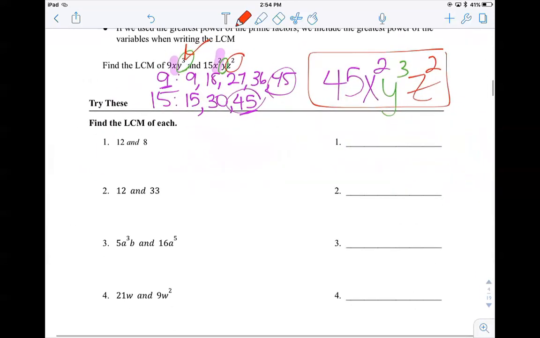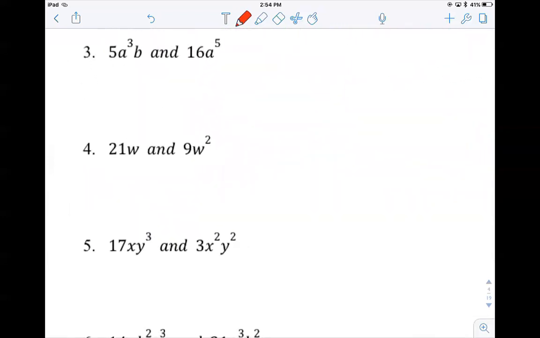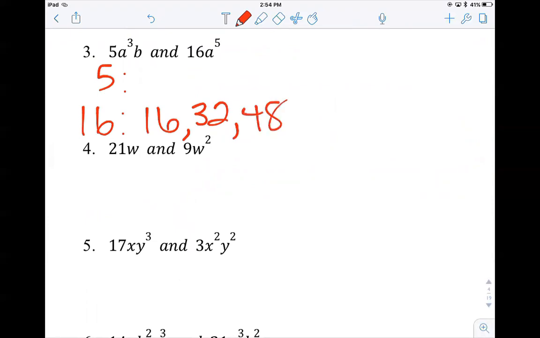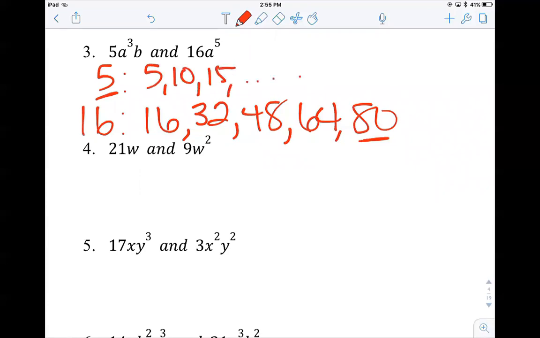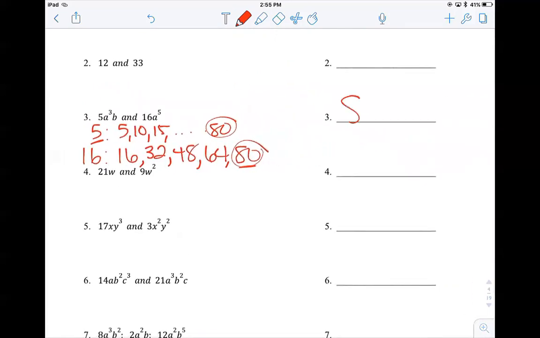So we're going to jump down to problem 3. And we want to find the LCM. So we have a 5 and we have 16. What I'm going to start with first is 16, because I'm not really sure about the times tables. So 16 times 2 is 32. 16 times 3 is 48. Times 4 is 64. And then we hit 80. And I know 80 and 5 can be divided. So if I go 5, 10, 15, 20, I'm going to end up hitting 80. So I know 80 is going to be my number for my LCM.